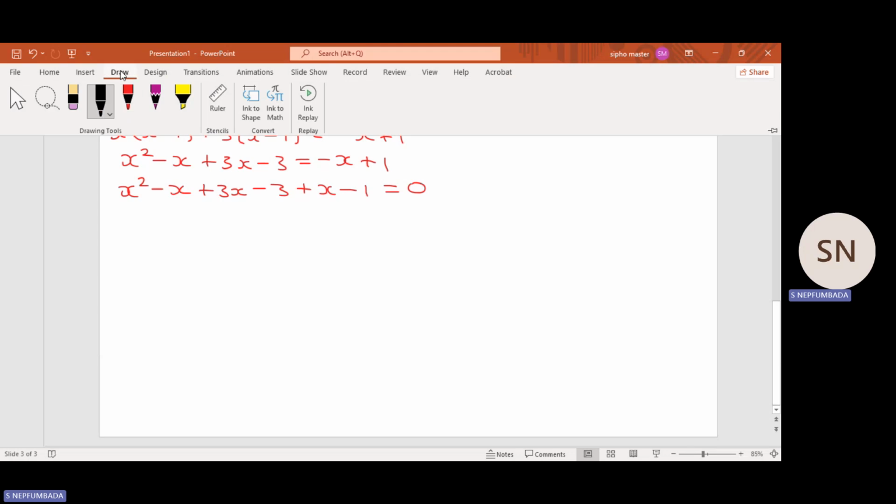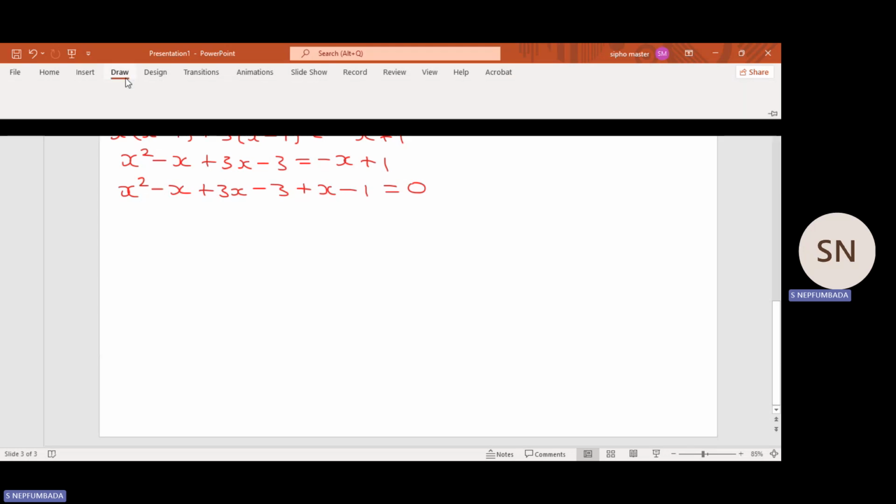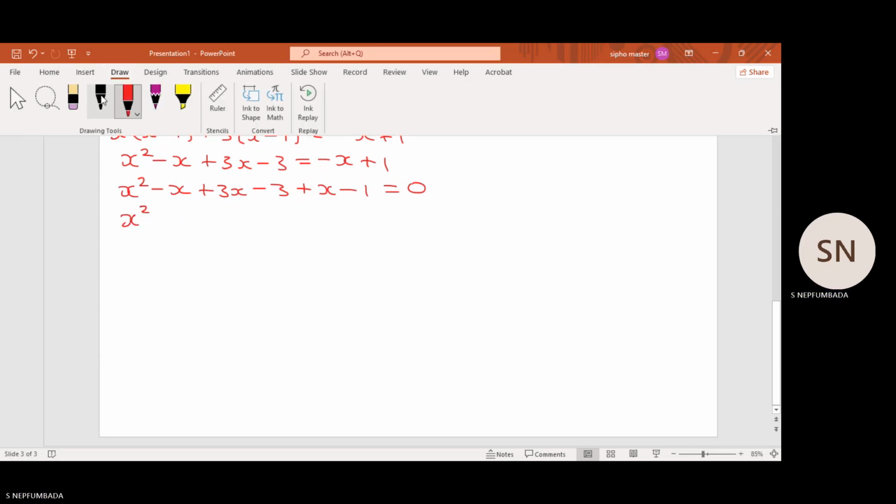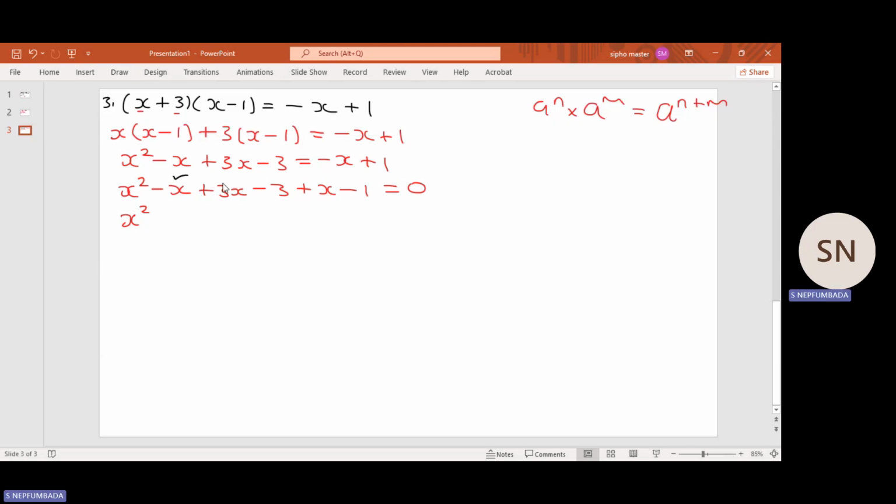Now we're going to group the like terms. So this one, x squared, is alone. It means we're going to write it the way it is. Then we have like terms of x, 3x, and x. But this one and this one are going to cancel because they are the same but with different signs. It means we're left with the positive 3x. Then minus 3 minus 1 is negative 4 on your calculator. Then this is equal to 0.